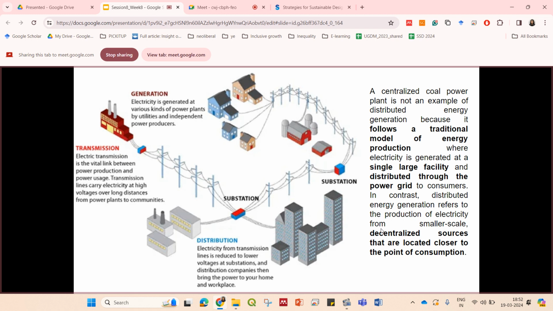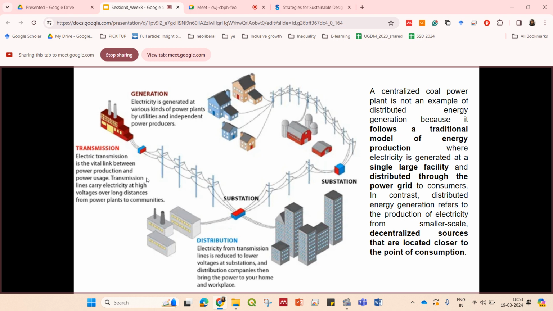So basically, this is the traditional or general system for production and distribution of any kind of energy, or largely electrical energy. So there is usually a centralized generation plant or a centralized generation facility where electricity is generated. It can be various kinds of power plants like a coal power plant. There are centralized large scale hydropower plants also. And after generation, it is transmitted using transmission grids.